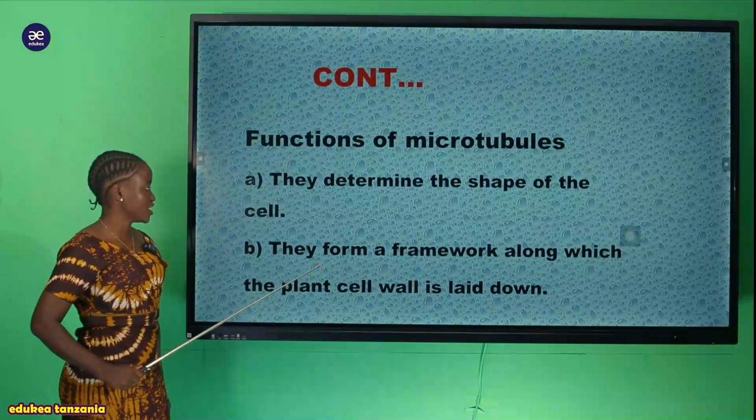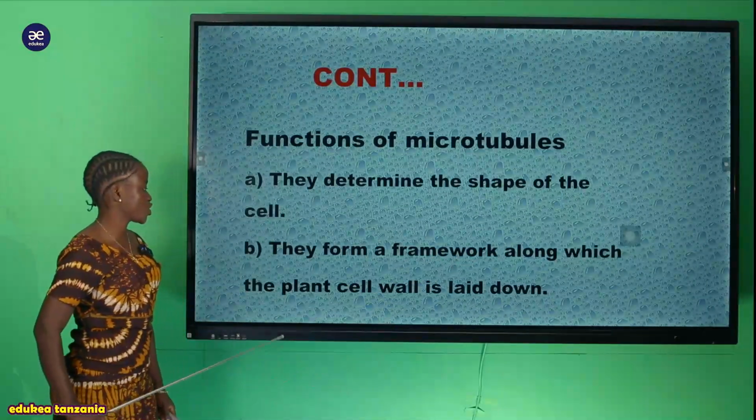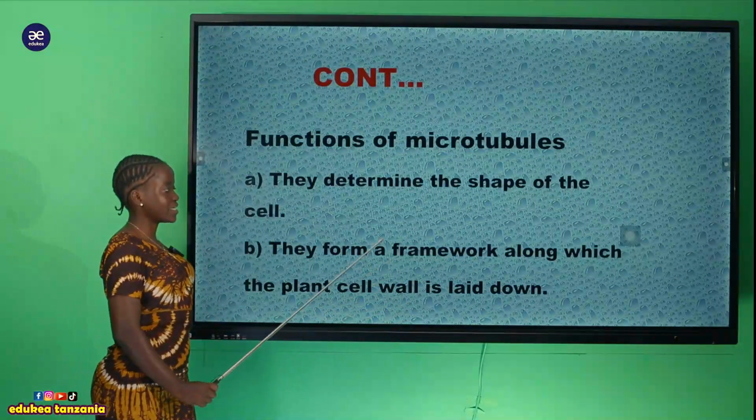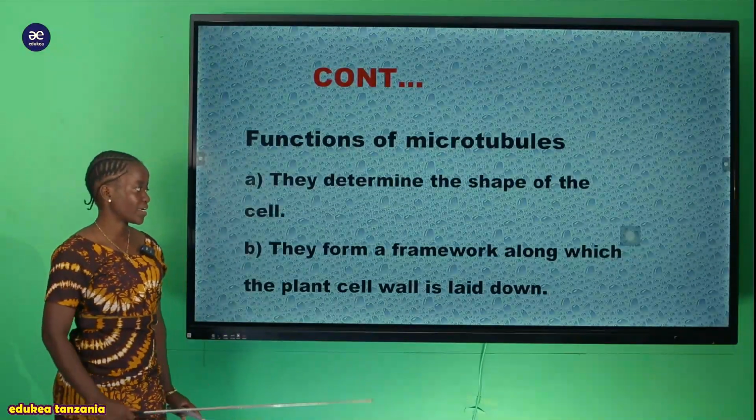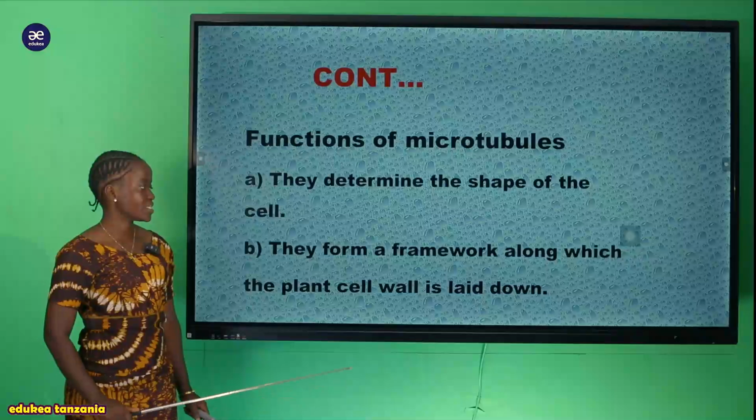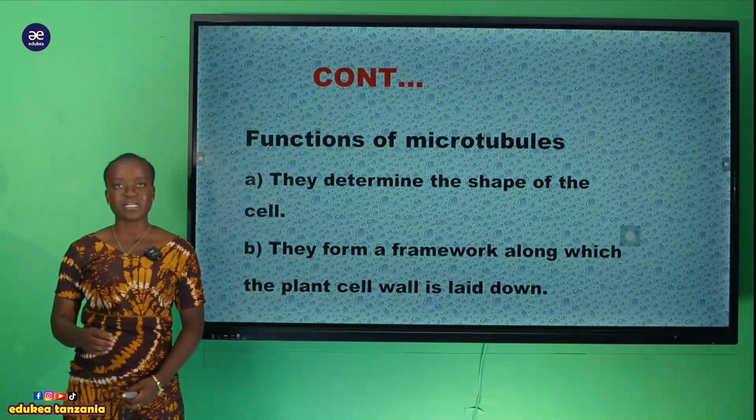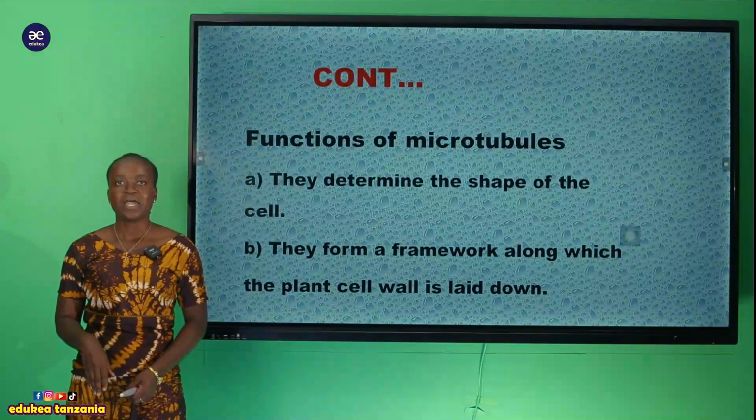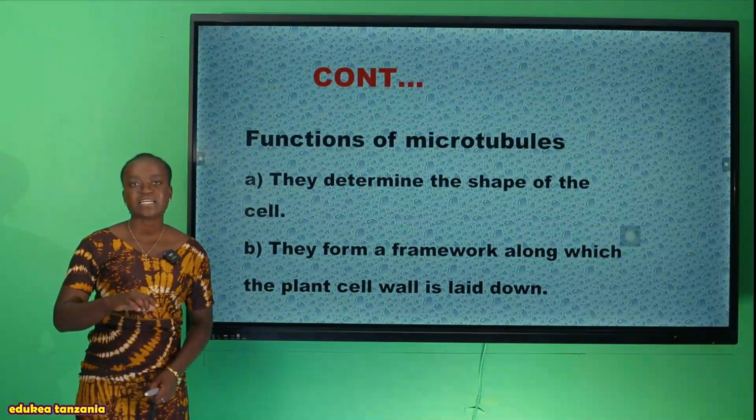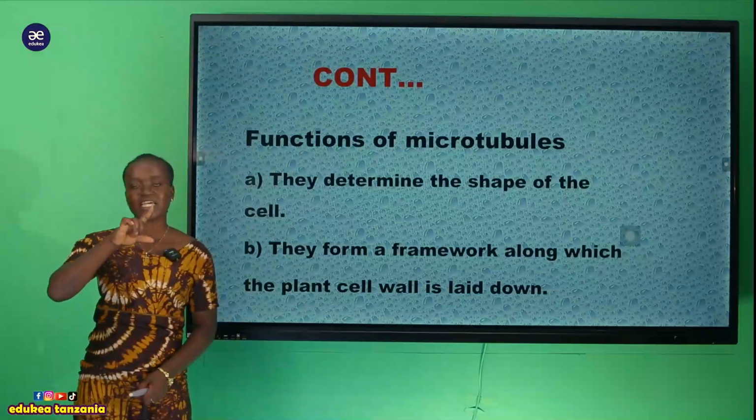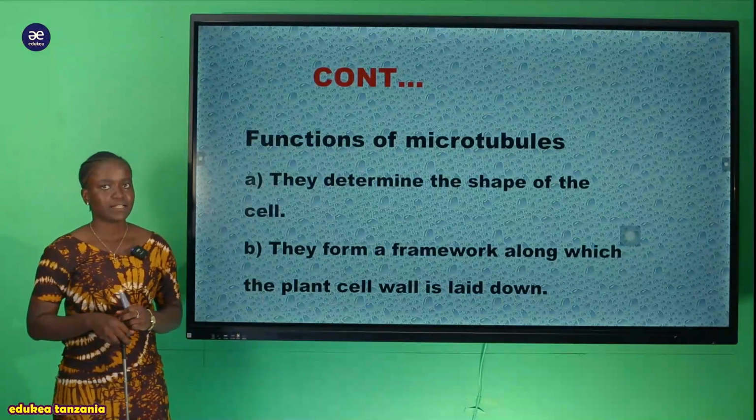But the second function here, you can see they form a framework along which the plant cell wall is laid down. As I have said, they provide a framework along which a plant cell wall is laid down. The plant cell wall has its regular shape because of the presence of these microtubules. So they act as a framework to provide the regular shape that is found within a plant cell.